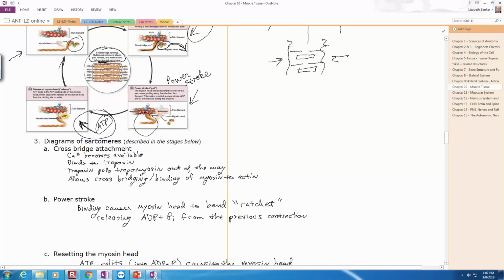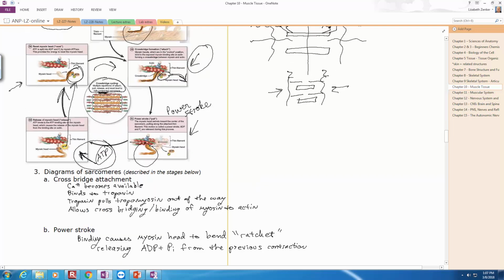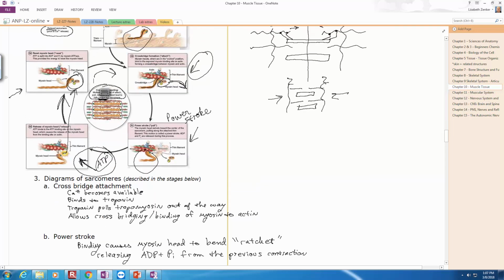So this is where ATP becomes ADP and the phosphate, which resets the myosin head. You've let go of actin. Now you're ready to start your cycle all over again. And if you want to think about it, think of myosin as the people playing tug of war at two different ends of the rope. Okay? No shortening occurs of myosin.